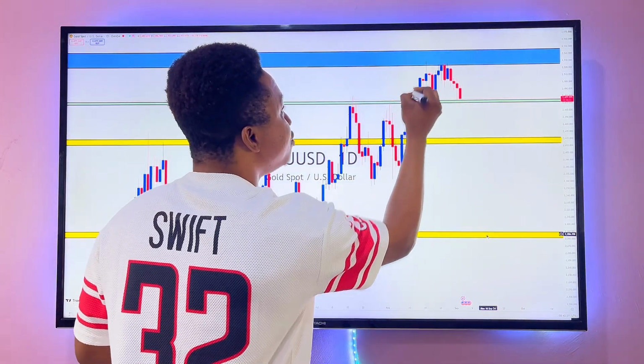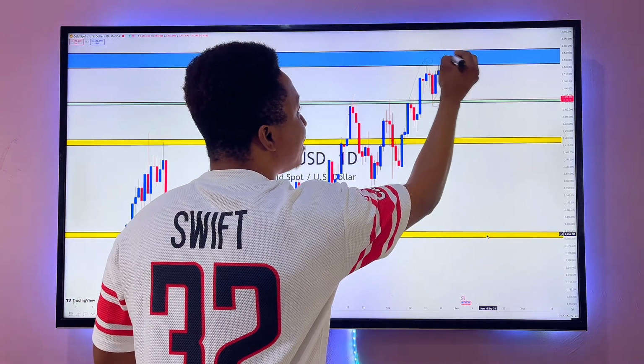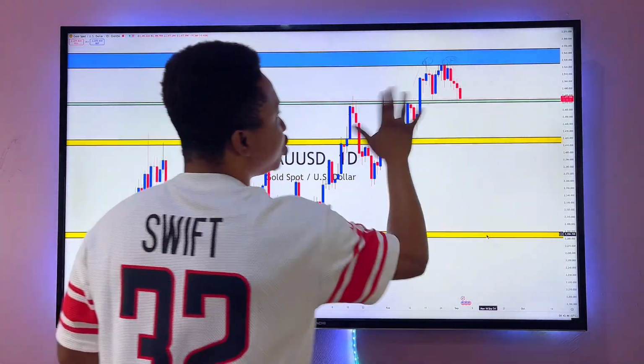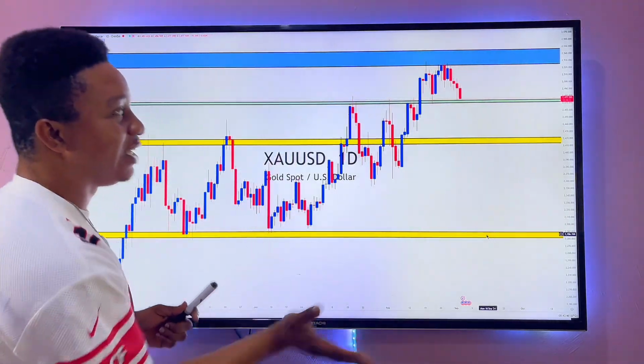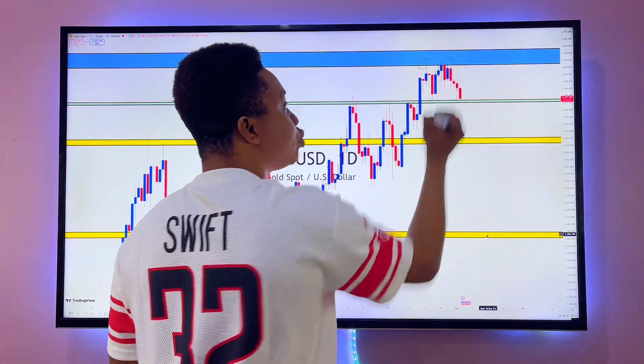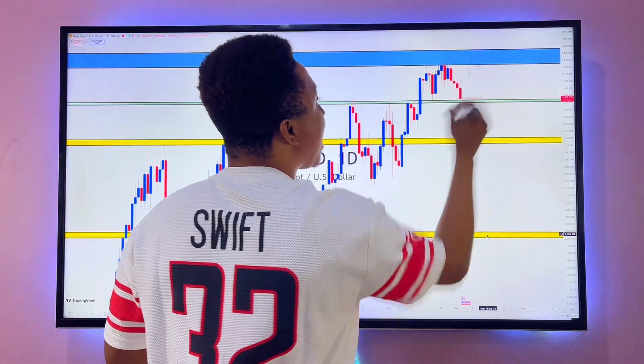Because price made a push to the upside, created a higher high, came down for a higher low, went up to create a high, and has gone down for the next higher low here. So if you look at the daily structure, price is currently in an uptrend. But in this uptrend, we are seeing a double top. What is a double top? A double top is a reversal pattern.